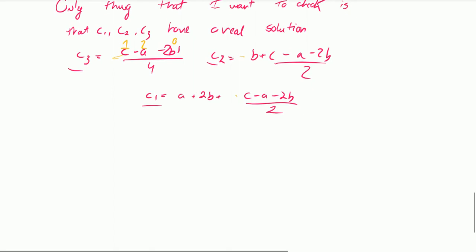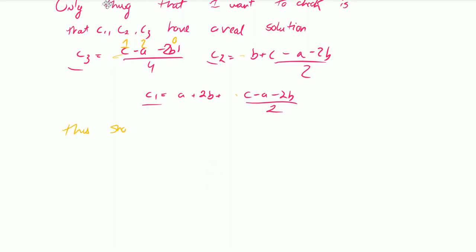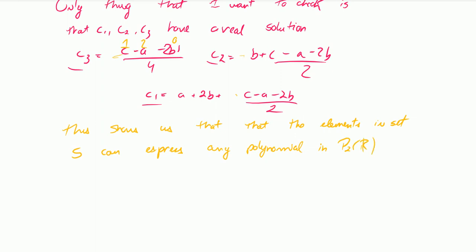And so this shows us that the elements in the set S can express, so if you take the linear combinations of these elements, they can express any polynomial in P2R. Meaning that the set S spans P2R.